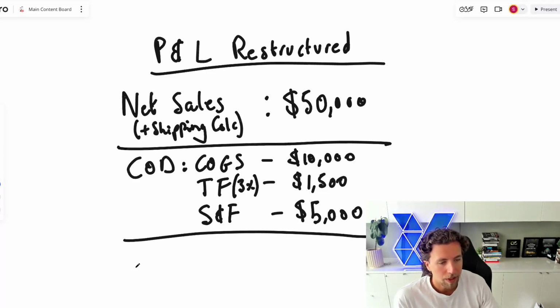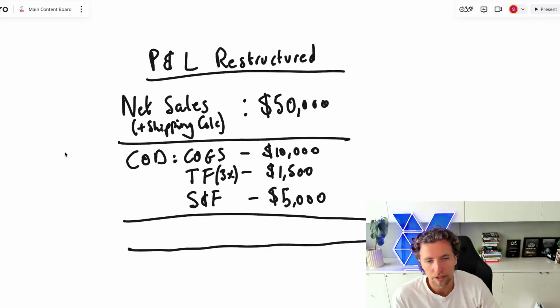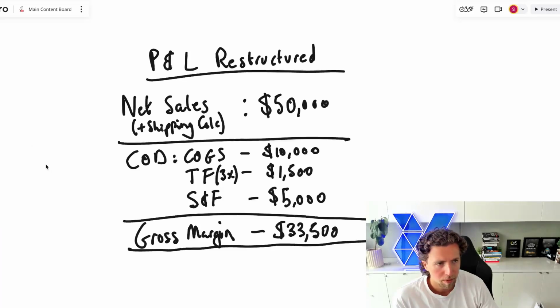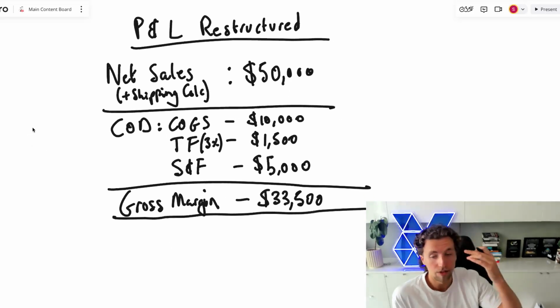And so now from here, we actually want to add in a difference. We don't want to go and list all of the expenses, and we just want to take a break and figure out what our gross margin is. And so you would want to be including this in your Google Sheet. And this would be as simple as $50,000 minus all of these expenses, which comes out at $33,500. Now, once again, most people orientate the entire P&L within dollar figures.